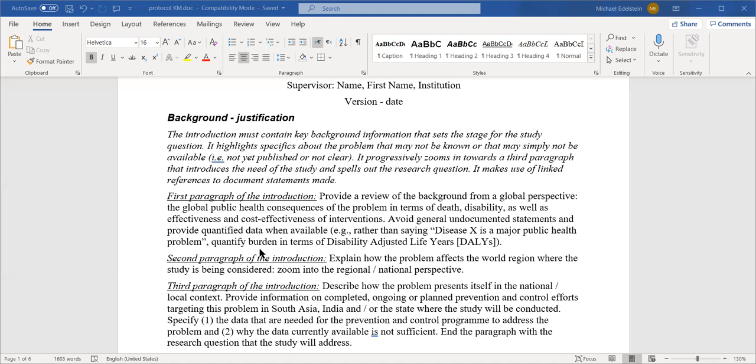The background is not a review of all the literature on diabetes, right? As a rule of thumb, the background shouldn't be more than 20% of the length of your entire protocol. You're not writing a book on diabetes. You don't need to find every article that was ever written. You need to think about it as a story that you're building, right?